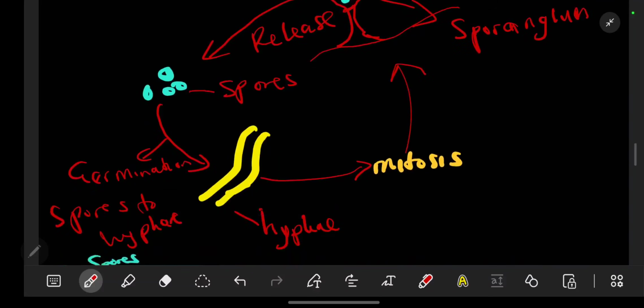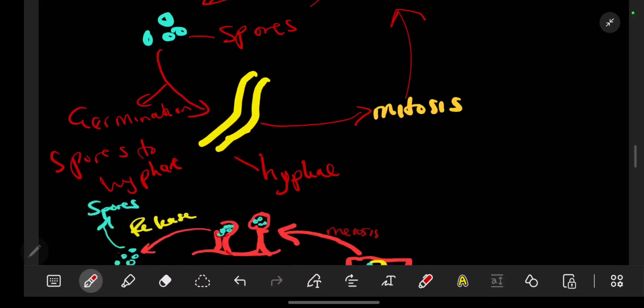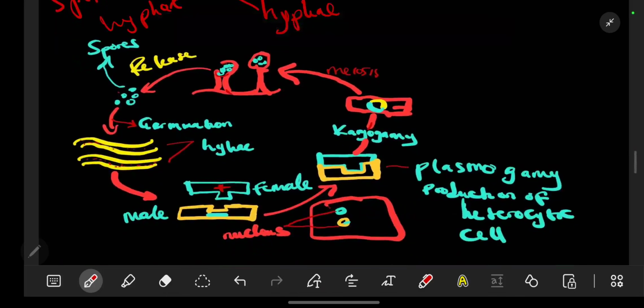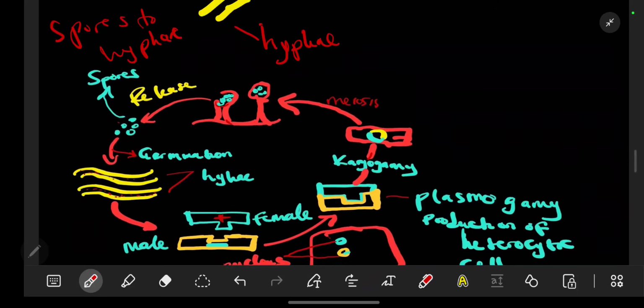Now with this understanding, let's look at sexual reproduction. Under sexual reproduction, it's quite a bit different. We have the same thing. We have the first stage, which is our release. So we are beginning from here.